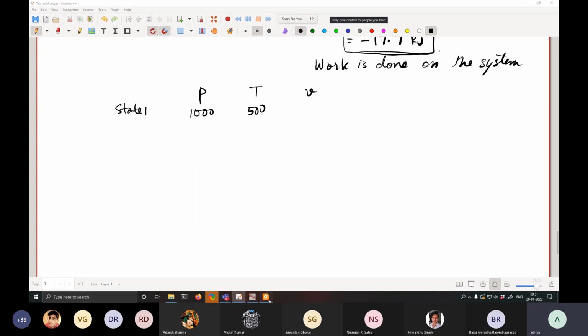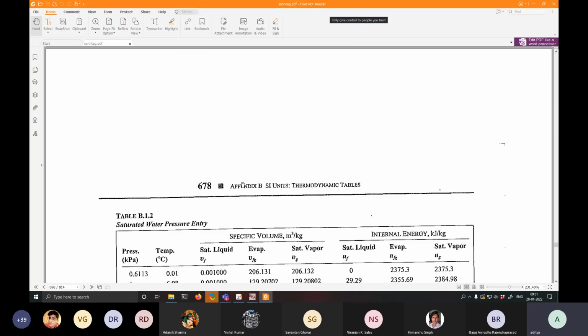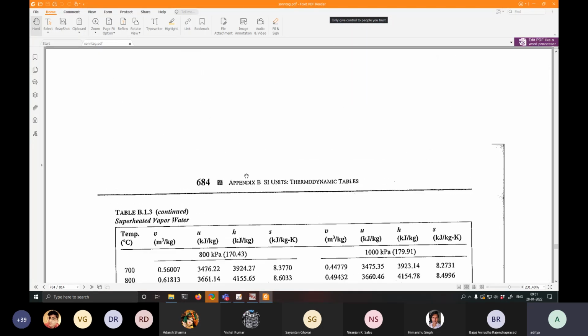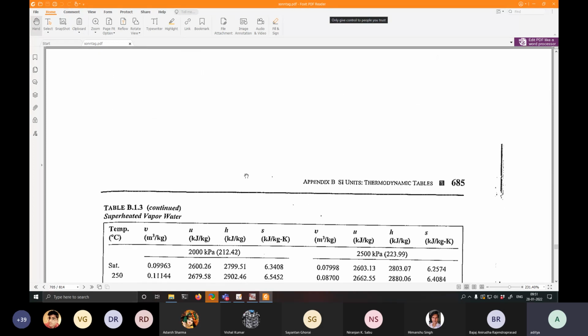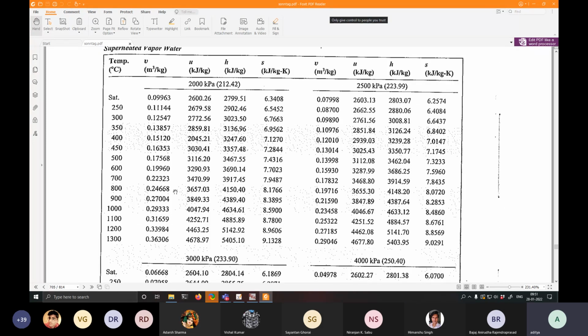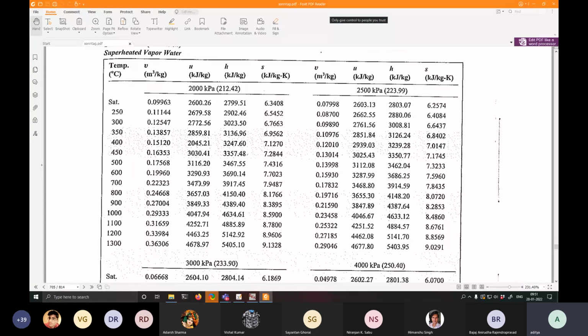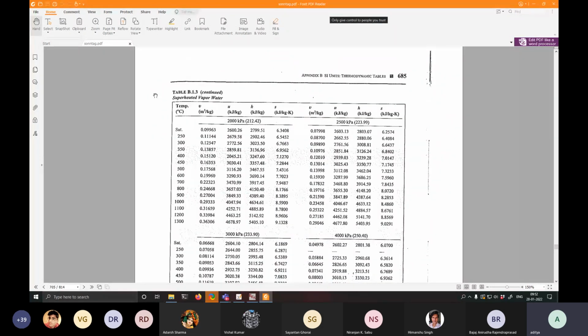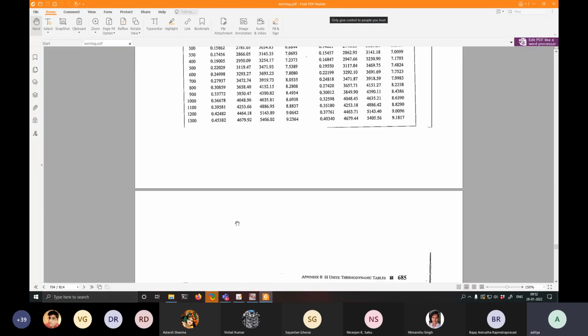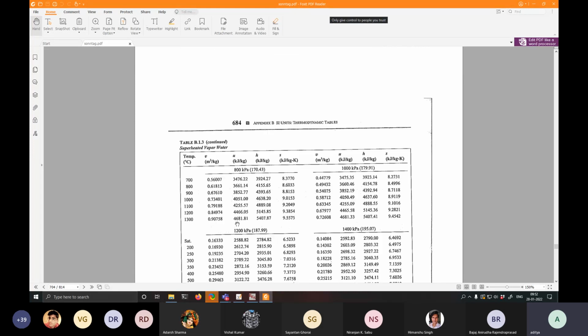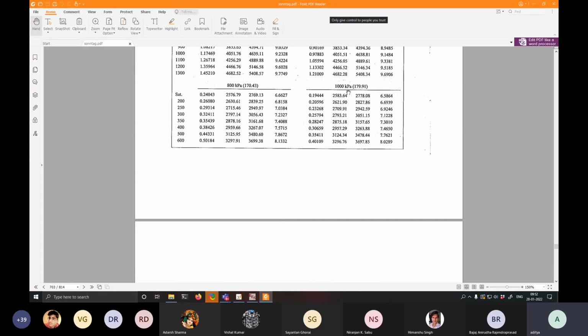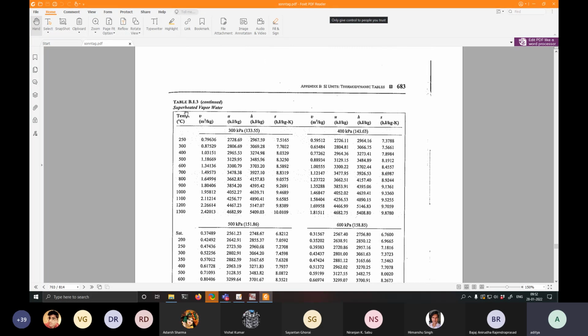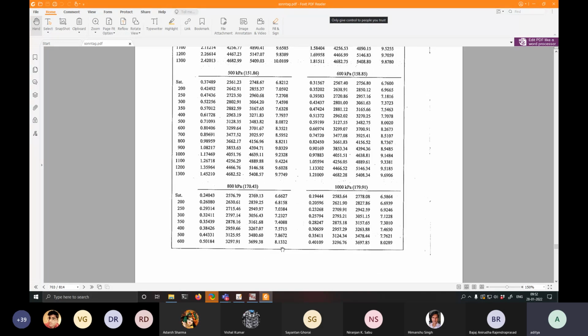At 500, so let's go to the superheated tables first. I'll tell you how you go about it. So we're in the superheated water vapor. Let me zoom out a bit. So we are in superheated water vapor, and first of all, we will go to the 1000 kilopascal entry. So this is the 1000 kilopascal entry. So what do we see over here? So this is superheated water vapor, and we are in the 1000 kilopascal.